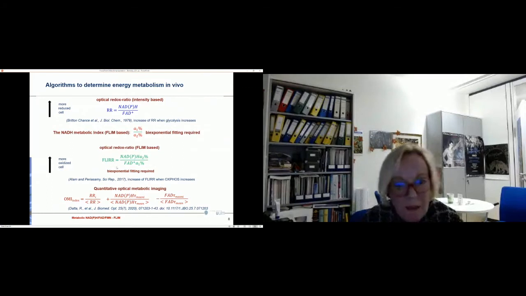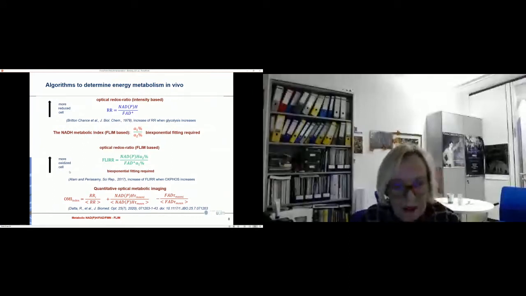Now, very nicely in 2017, Periasamy and his group defined the so-called FLIRR index, the fluorescence lifetime induced redox ratio, which is the ratio of bound NADH divided by bound FAD. And he found that the more oxidized a cell is getting, the more oxidative phosphorylation the cells are doing, the more this FLIRR index is increasing.